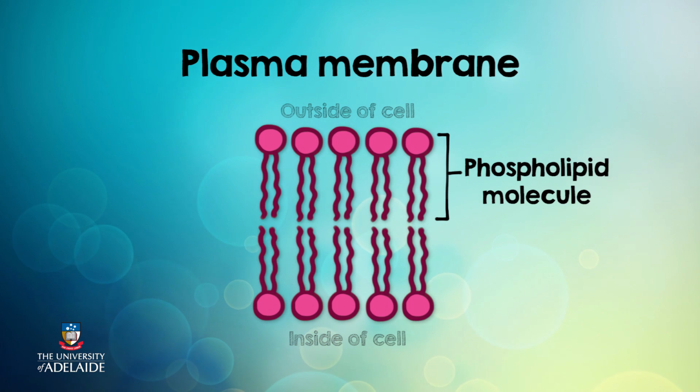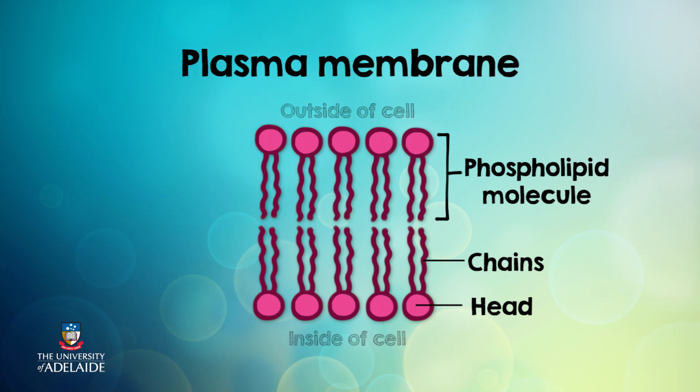Phospholipids are a type of lipid that consists of two long hydrophobic, or water-fearing, hydrocarbon chains linked to a hydrophilic, or water-loving, phosphate head. In a cell membrane, the phospholipids form two layers, with the hydrophilic heads orientated outwards and the hydrophobic tails orientated towards the centre.